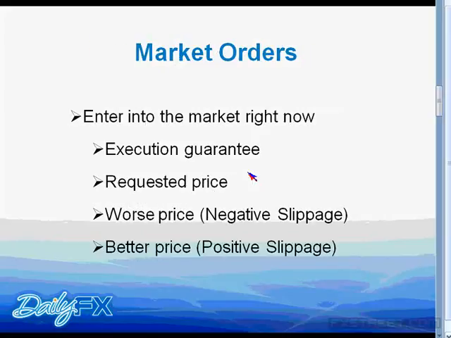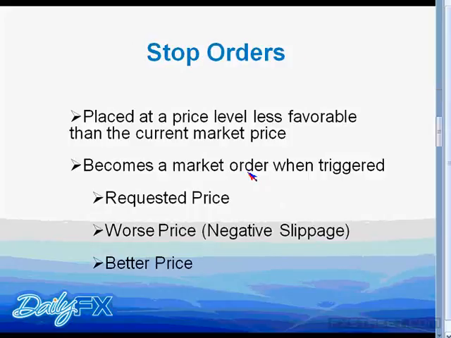So let's start off with going over the market order type. When you're placing a market order, basically you're saying, I want to get in or out of the market right now. So you get that execution guarantee, but you may not get that price guarantee. You could get executed at the current price that you requested. You could get executed at a worse price, which many people are familiar with as negative slippage. Or you could get executed at a better price, and that would be positive slippage.